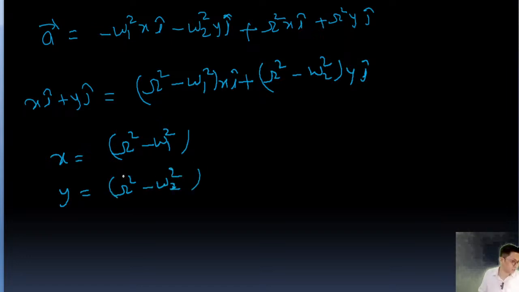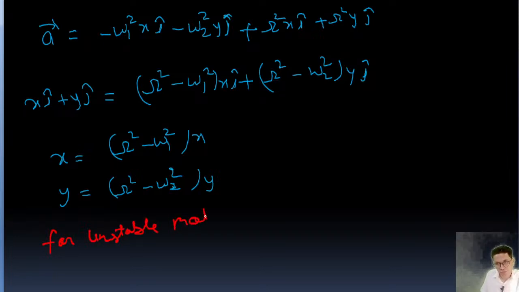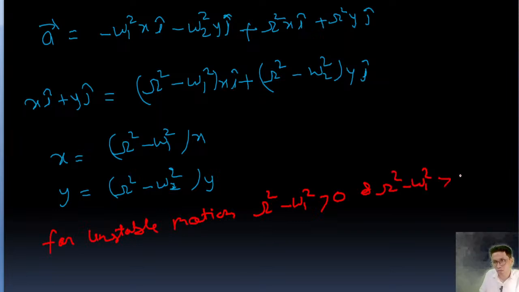Okay, omega 2 square into x into y. Okay, this one. Now for unstable motion, guys, this you need to know. For unstable motion, omega square minus omega 1 square should be greater than or equal to 0, and also omega square minus omega 2 square should be greater than or equal to 0.